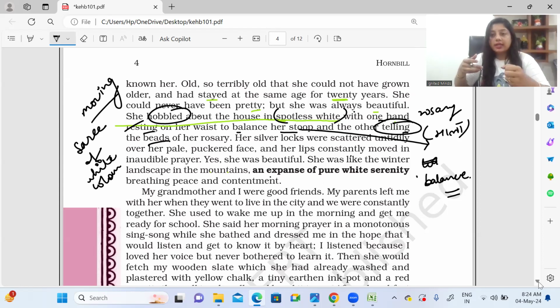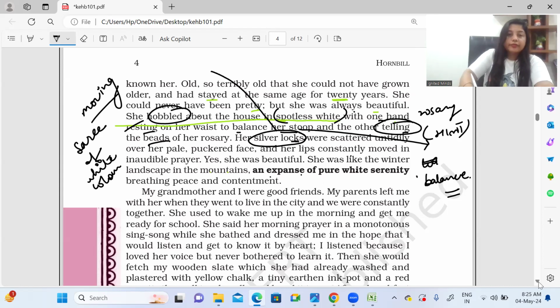In one hand, she had a stick with which she took support, and in the other hand, she was carrying the rosary with some beads, and she used to speak. Telling here means she used to recite something. Her silver locks here mean silver hair, white hair. Now, when somebody gets old, their hair turns white. Were scattered untidily over her pale, puckered face, and her lips constantly moved in inaudible prayer.